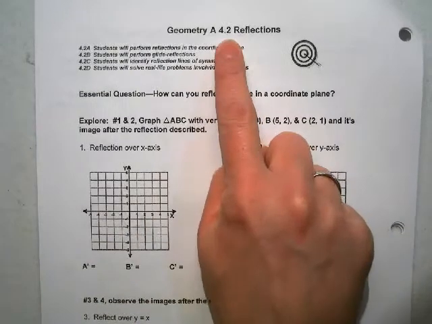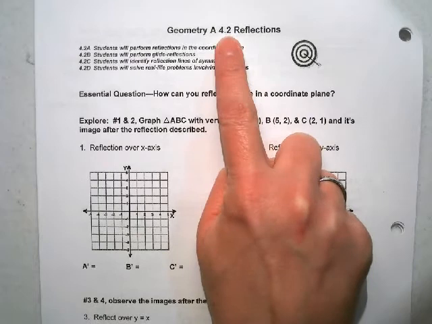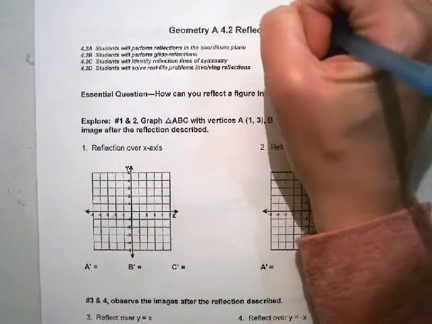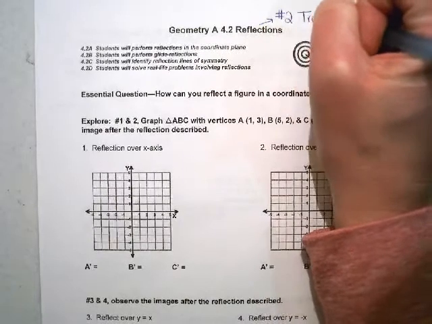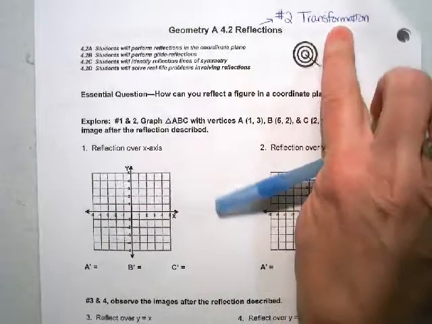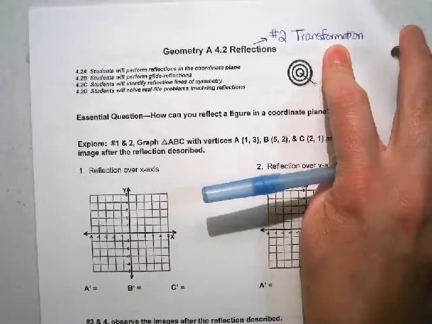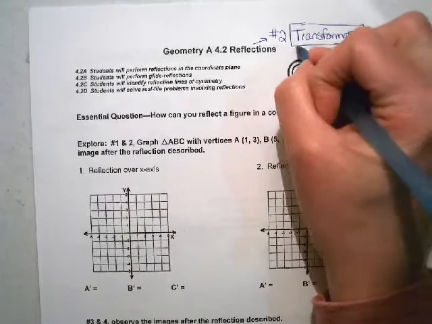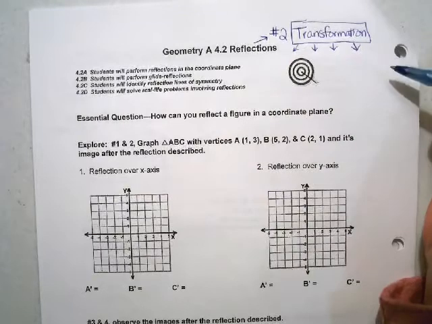Today's lesson is on 4.2, which is reflections. So this is basically the second transformation. Remember, transformation is the overall title of the chapter. So this is like the big umbrella. And then what we're doing is we're showing you 4 different types of transformations.